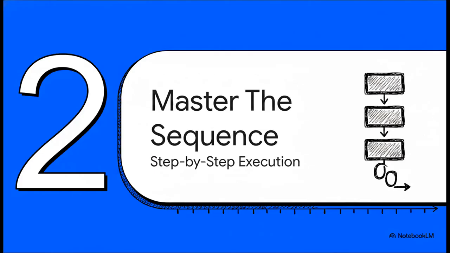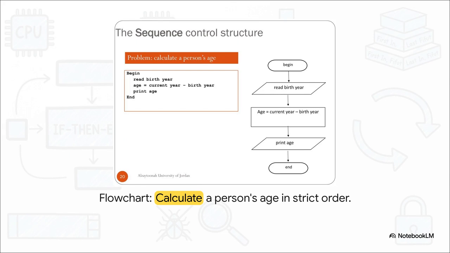Moving on to section 2, master the sequence, step-by-step execution. Okay, so the sequence control structure. This flows straight down exactly like reading a recipe. There are absolutely no detours here. Let's say you want to calculate a person's age. The program reads the birth year, moves straight down to calculate the age by subtracting that year from the current year, and then it simply prints the result. Step 1, step 2, step 3. Boom. It is just beautifully predictable.